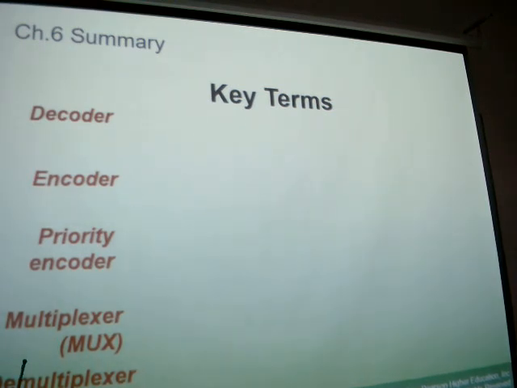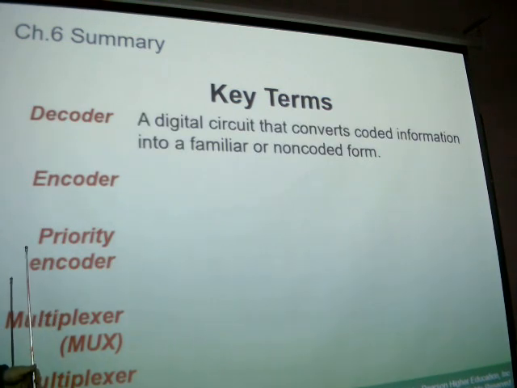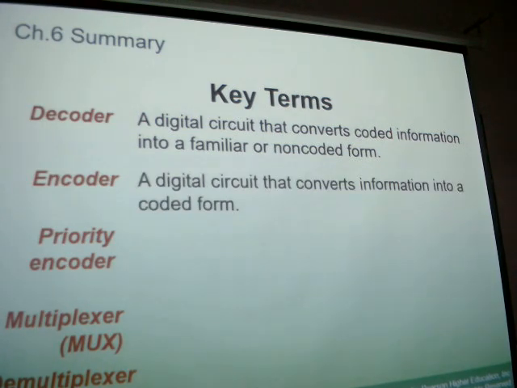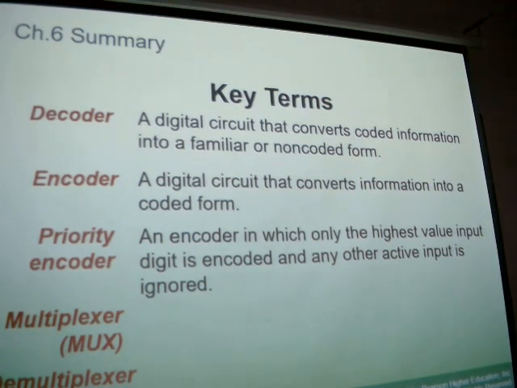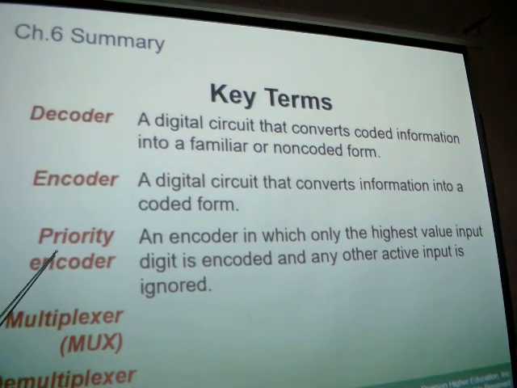Decoder is a digital circuit that converts coded information into a familiar or non-coded form. Encoder is a digital circuit that converts the information into a coded form. Priority encoder is an encoder in which only the highest value input digit is encoded, and any other active input is ignored. The inputs have priority. The highest value input digit is encoded.